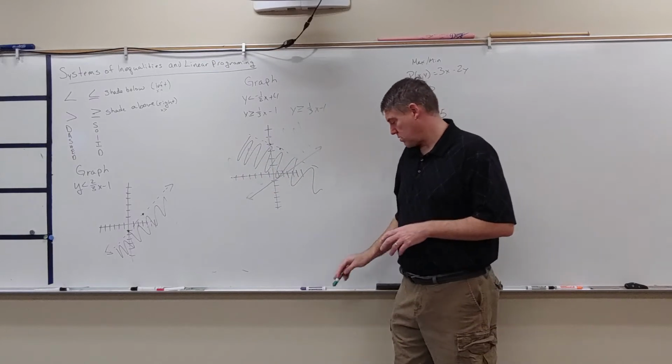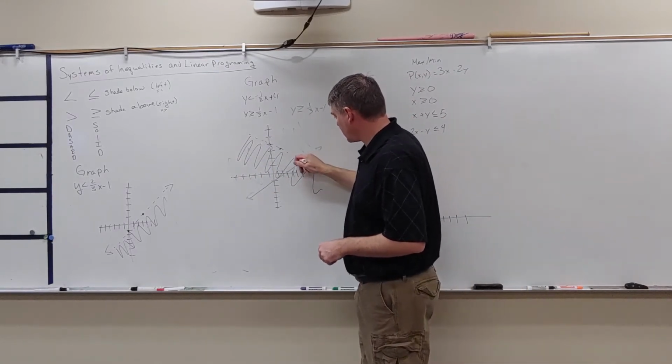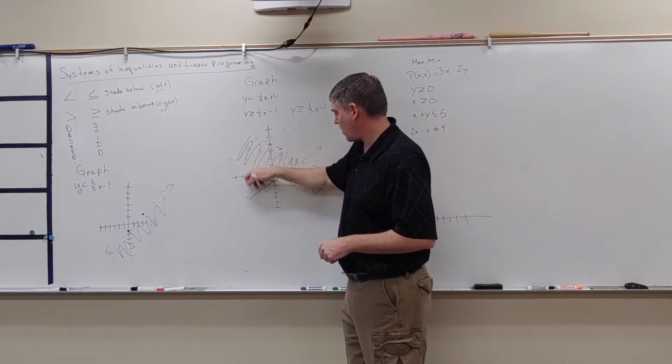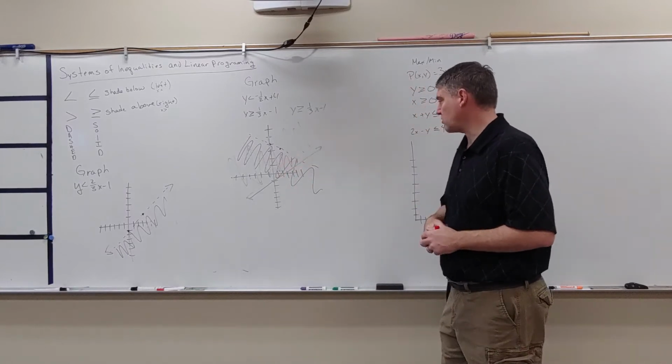So now, my region that I'm looking at is all of this where it's combined. Okay, well, all of it where it's got both colors in it. Okay, so that's my feasible region.